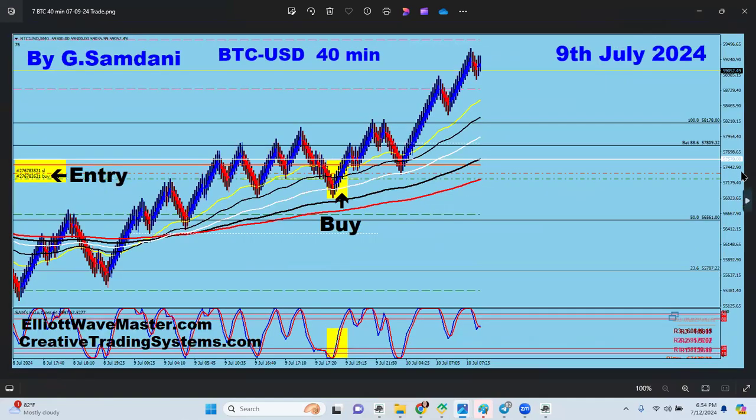If you learn how to trade these patterns creatively, or Elliott wave for that matter, it doesn't matter. Even if your analysis is wrong, with the system you will always make it right. So that's how it is.